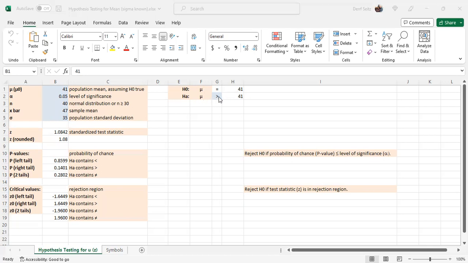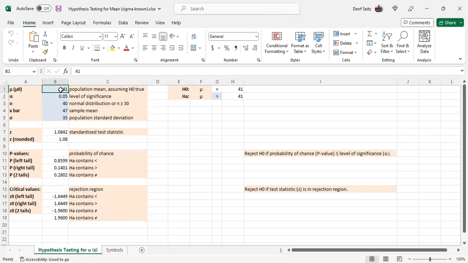The alternative, if you click on that cell, you have three choices in the drop down: less than, not equal to, or greater than. In this example, it's greater than. Whatever's in HA determines the type of test to use: a left tail, right tail, or two tails, depending on the less than, greater than, or not equal to condition, or critical values. Similarly, the left, right, and two-tailed test is also determined by the condition in the alternative hypothesis.